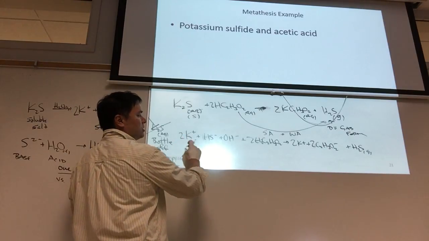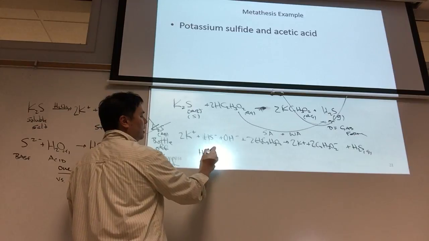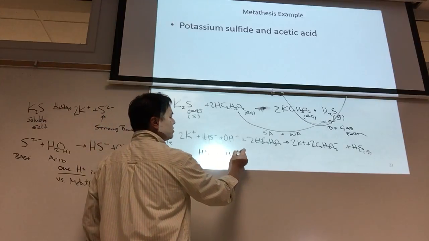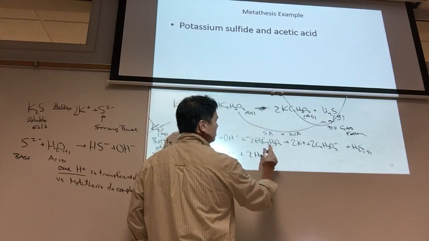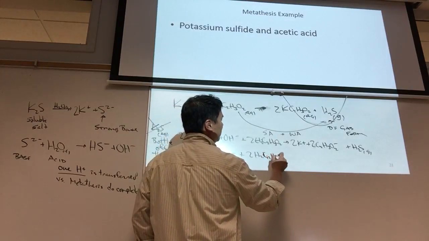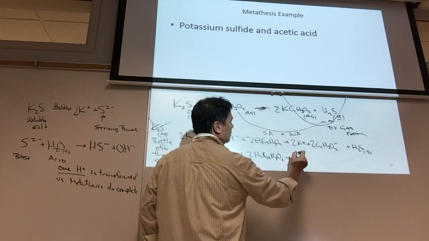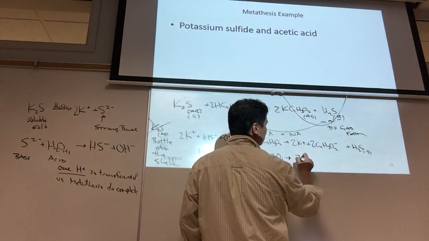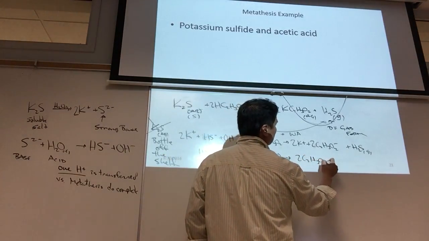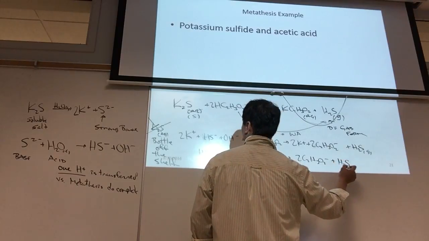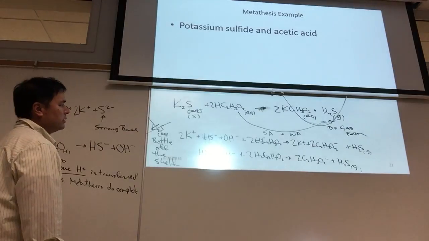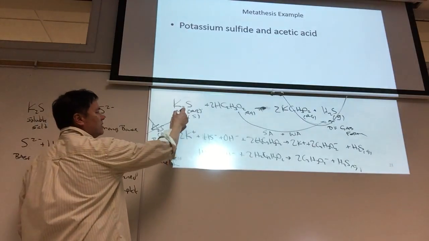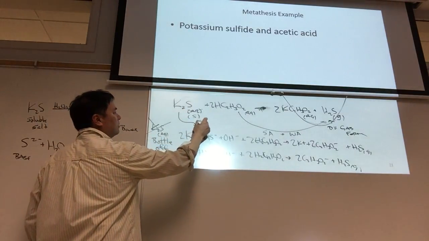And so the spectators here would be potassiums, so the net ionic reaction would be HS minus plus OH minus. This is what's happening in solution. Yields H2C2H3O2 plus, goes to two acetates plus H2S. This one's screwed up, and so I was going to cancel it because of this, when we dissolve it in water.